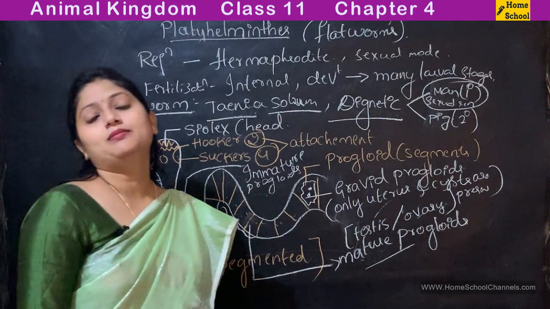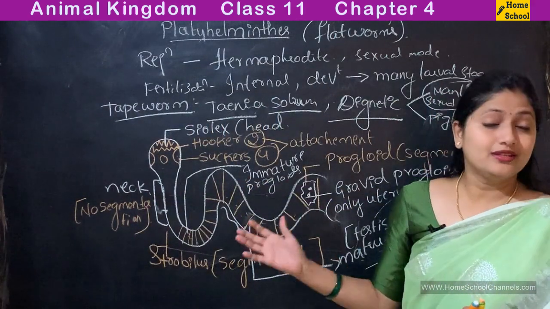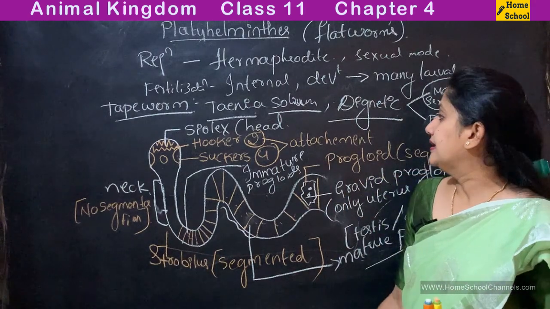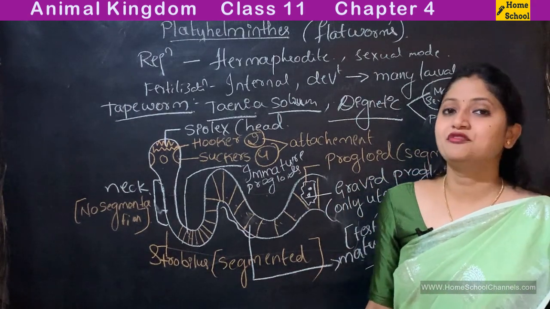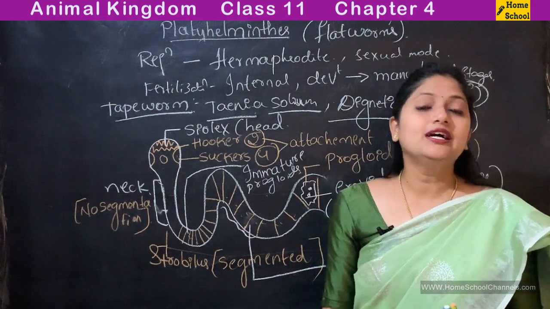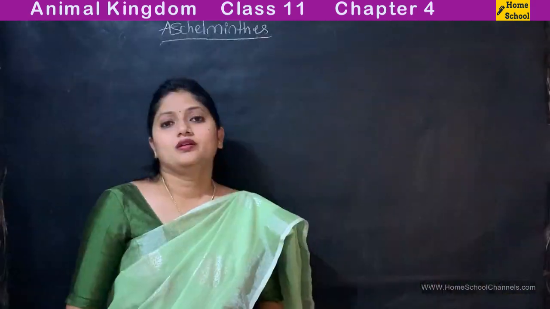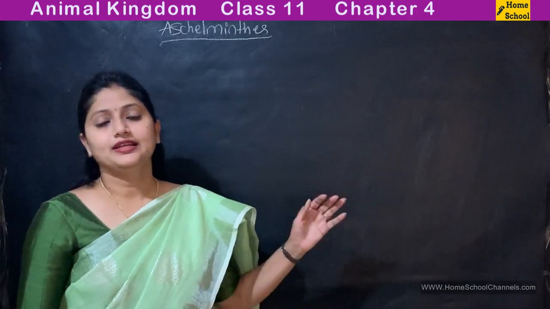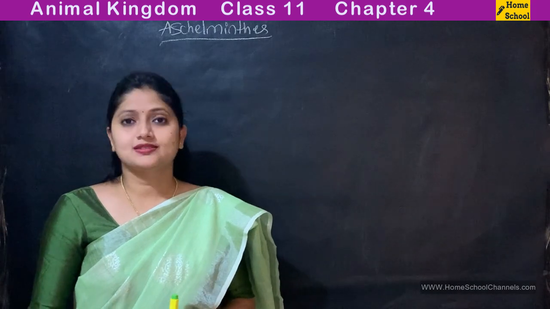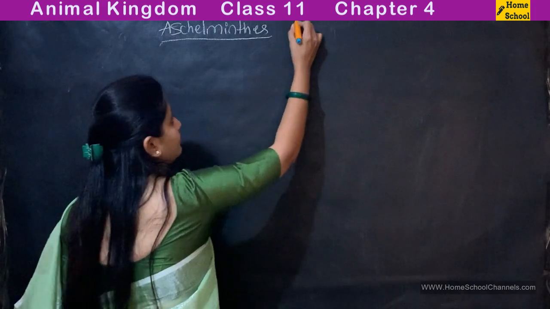Okay. So, this is about the phylum Platyhelminthes. I hope you have understood all the details of it. So, we will move on to the next, that is the Aschelminthes. We will now see the phylum Aschelminthes. Like Platyhelminthes were called tapeworms, the members of the Aschelminthes are called roundworms.